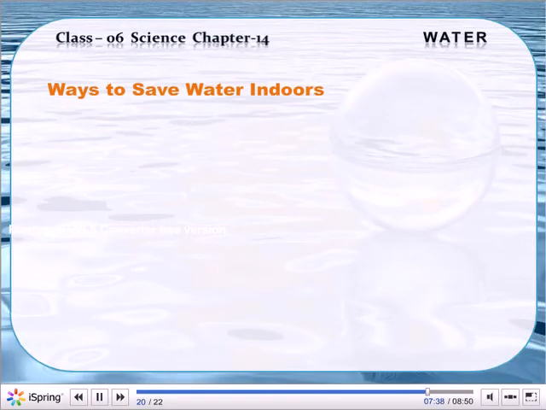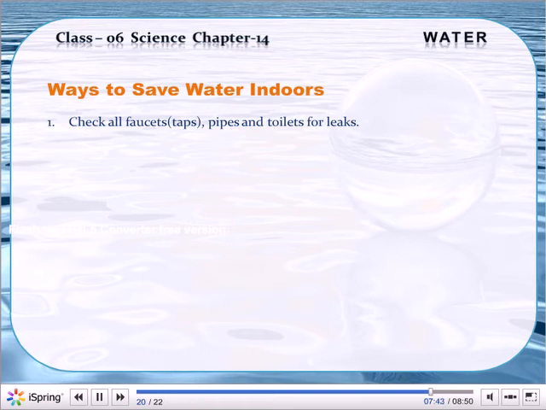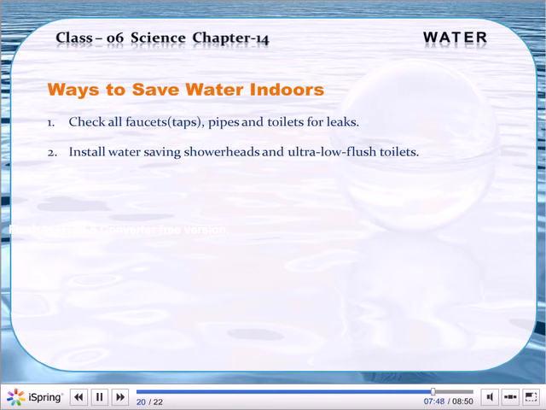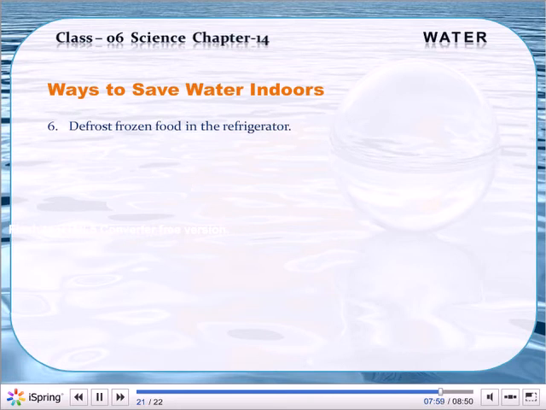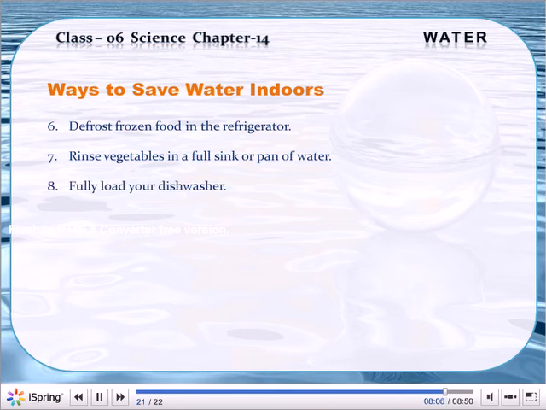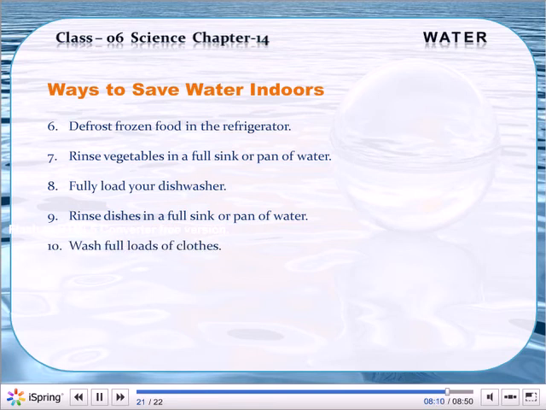Ways to save water indoors. Check all faucets or taps, pipes and toilets for leaks. Install water-saving shower heads and ultra-low flush toilets. Take shorter showers. Never use your toilet as a waste basket. Turn off the water while brushing your teeth or shaving. Defrost frozen food in the refrigerator. Rinse vegetables in a full sink or pan of water. Fully load your dishwasher. Rinse dishes in a full sink or pan of water. Wash full loads of clothes.